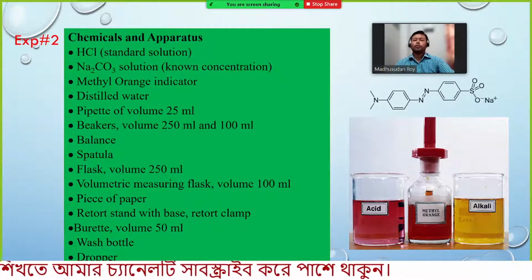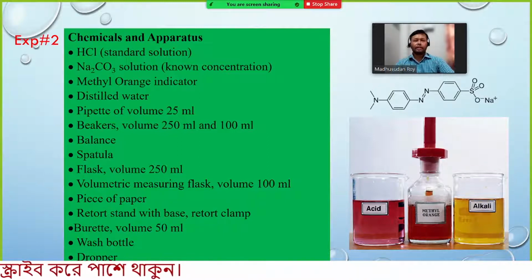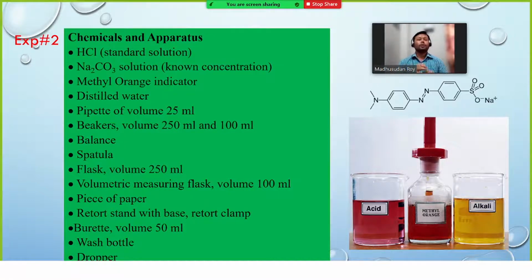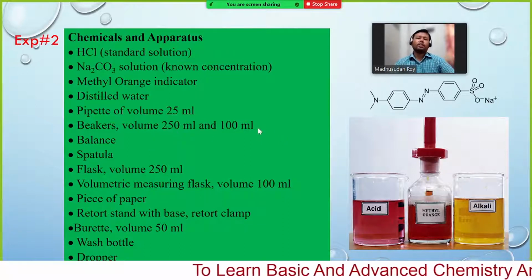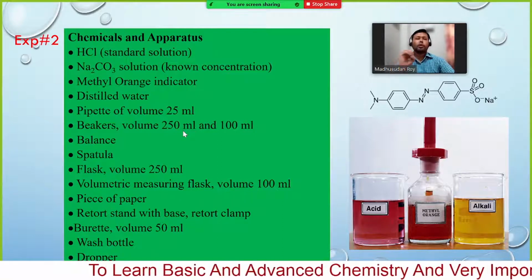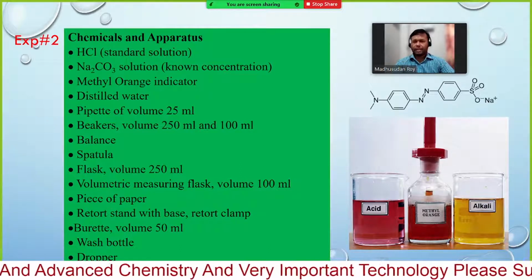A pipette of volume 25 ml. You may have 25 ml or 10 ml, whatever you need, depending on how much solution you need to pipette out for the titration. Beakers, of volume 250 and 100 ml. Different sizes of beakers, you can change between 250 and 100 ml depending on the volume you need to take.